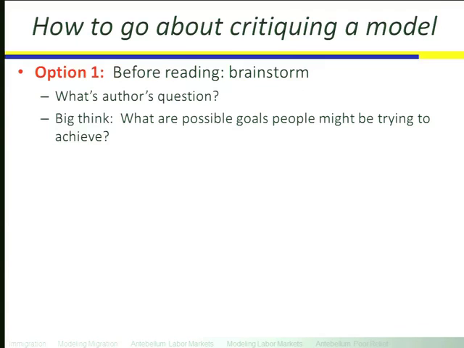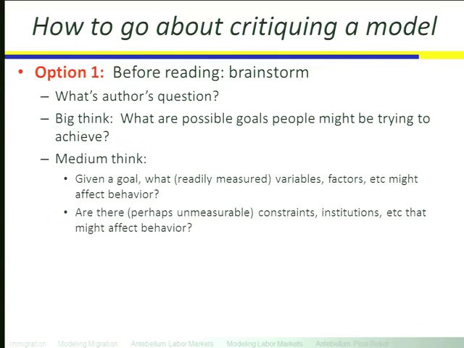So before you even start reading the article, just sit back and brainstorm, either with friends or with yourself, and think, okay, what kind of goals might people be trying to achieve as they're determining fertility, the number of children? Medium think, I wrote this into big, medium, and small, think Goldilocks. Medium think is given some goal, so people are trying to have some target bequest. People are trying to provide for security in their old age. People are trying to spread their religion, something along those lines.